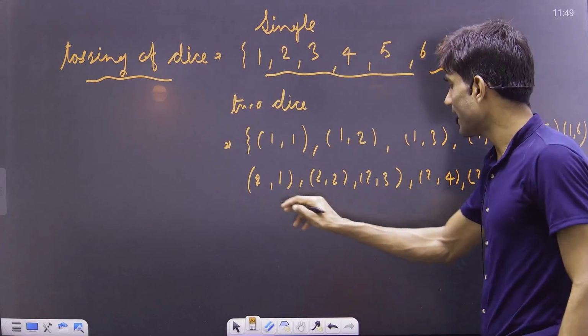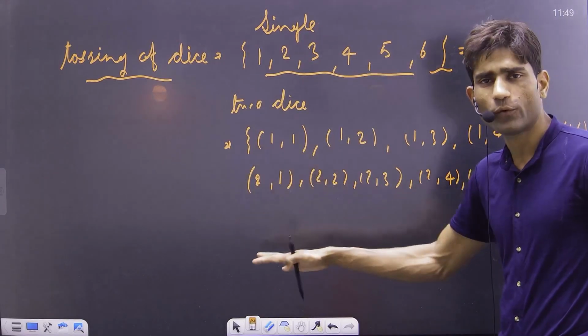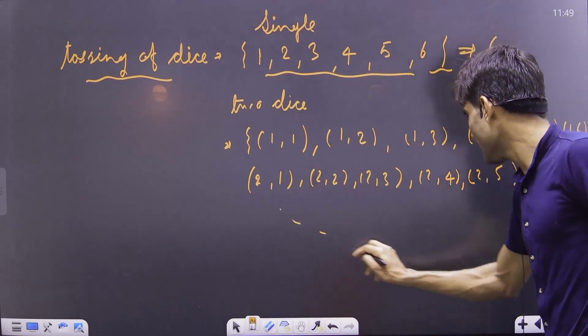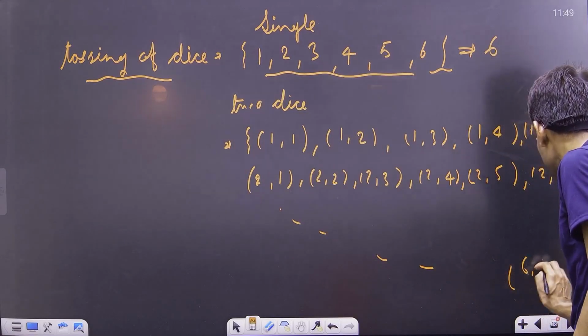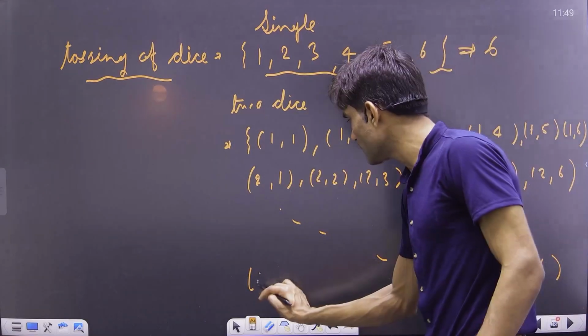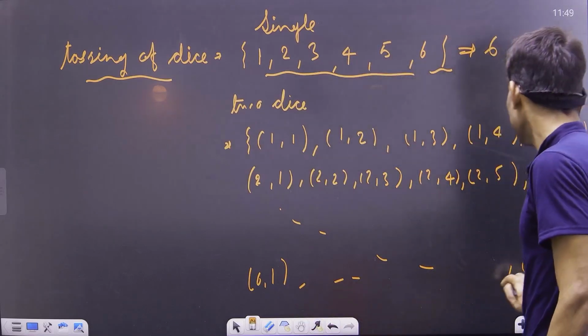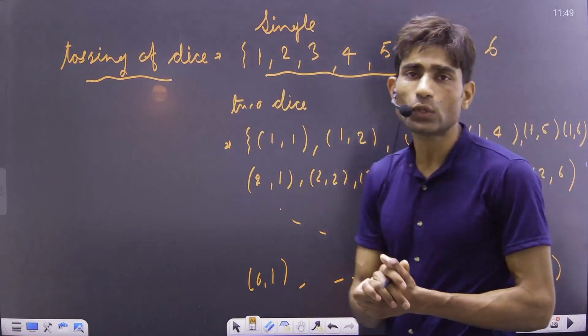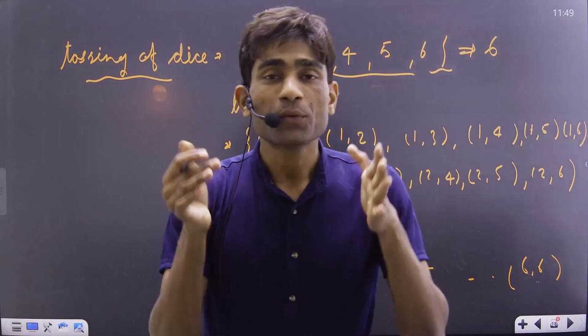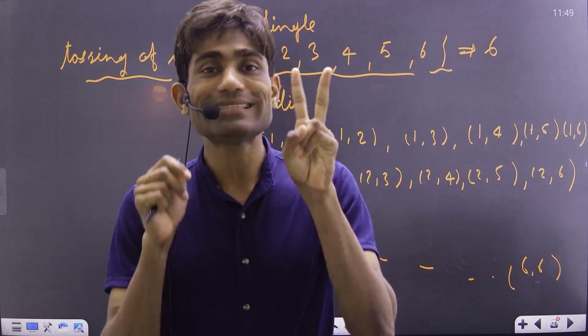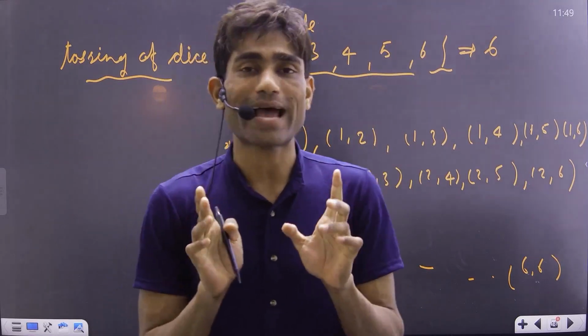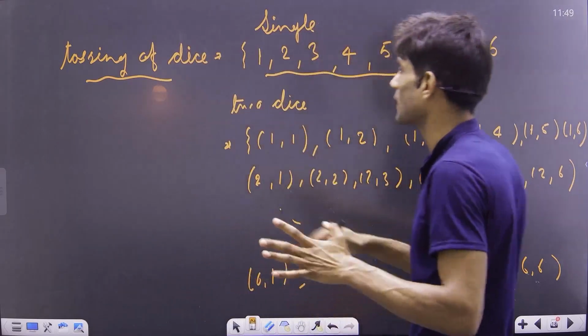Similarly, we can write 3 1, 3 2, 4 1, 4 2, 5 1, 5 2, up to the end, where we write 6 6. It starts from 6 1 and ends at 6 6. These are the total possible outcomes when we toss two dice together.